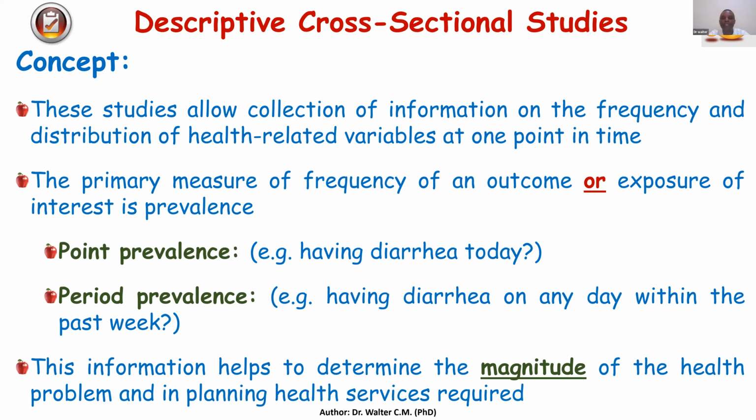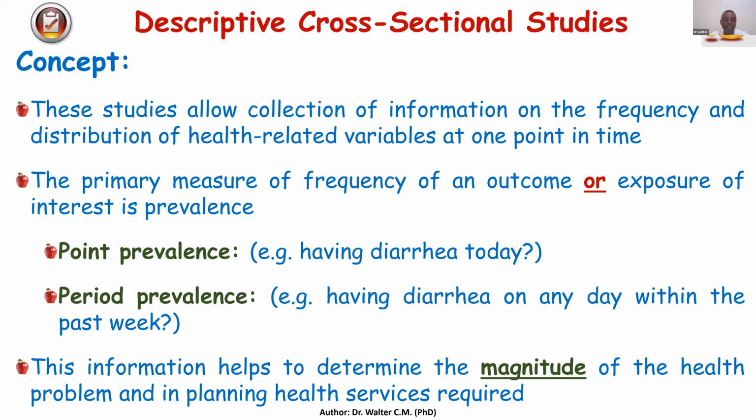But we also have period prevalence. It's like having diarrhea on any day within the past week. So you follow from the onset to the end of the diarrhea. See, here is a period. So the aim is what we say. Sometimes you have an objective which says to assess the prevalence of diarrhea among children aged 5 to somewhere there in Tanzania. So here we are targeting to establish the magnitude of the problem.